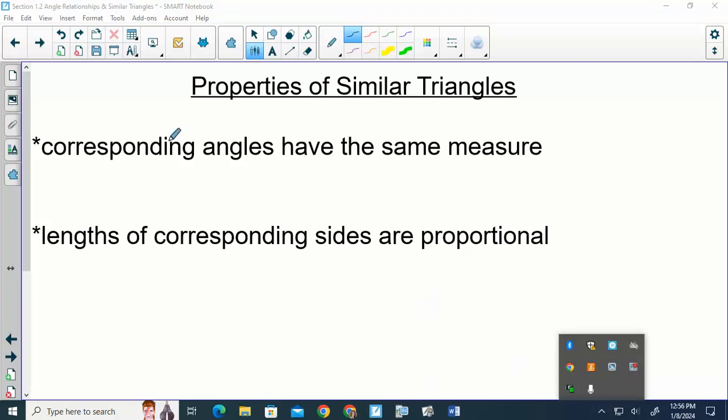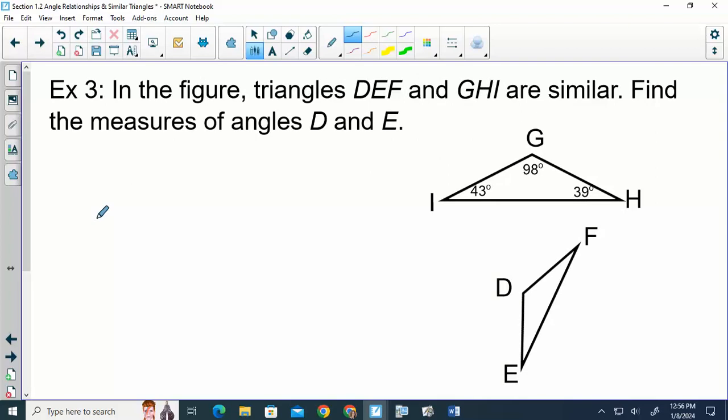Alright, let's look at some problems involving similar triangles, and then that'll be where we stop for today. So in this figure, triangles DEF and GHI are similar. Find the measures of angles D and E.